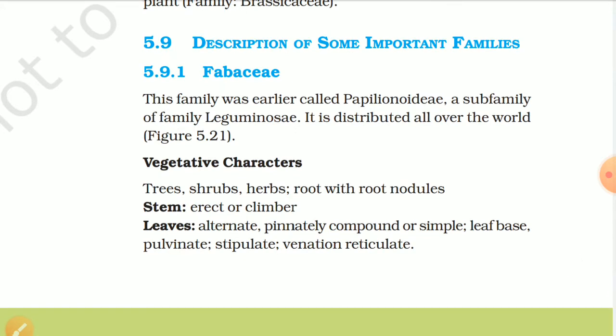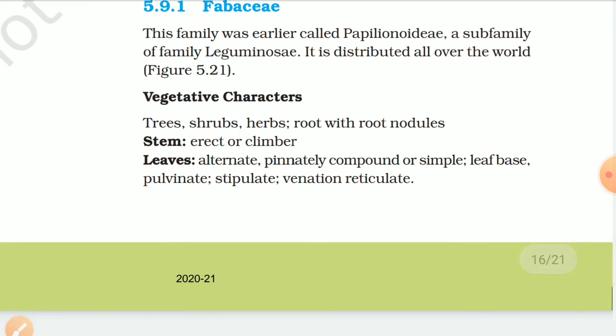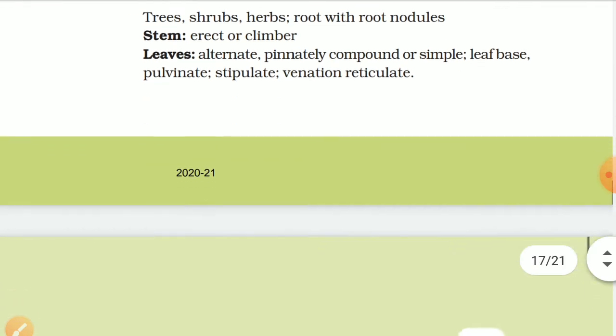5.9.1 Fabaceae. This family was earlier called Papilionaceae, a subfamily of family Leguminosae. It is distributed all over the world. Figure 5.21. Vegetative characters: trees, shrubs, herbs, root with root nodules, stem erect or climbers, leaves alternate, pinnately compound or simple, leaf base pulvinate, stipulate, venation reticulate.